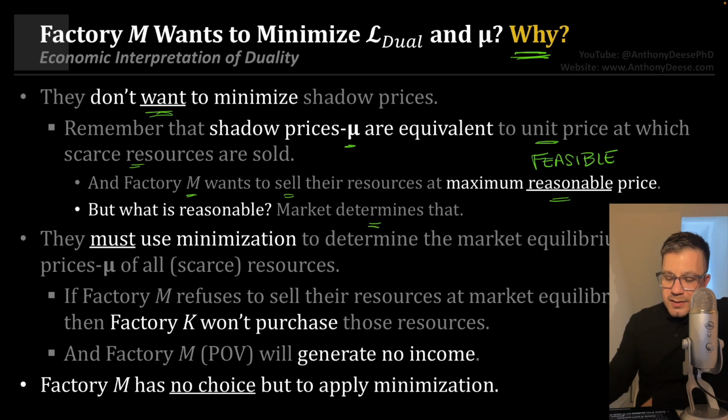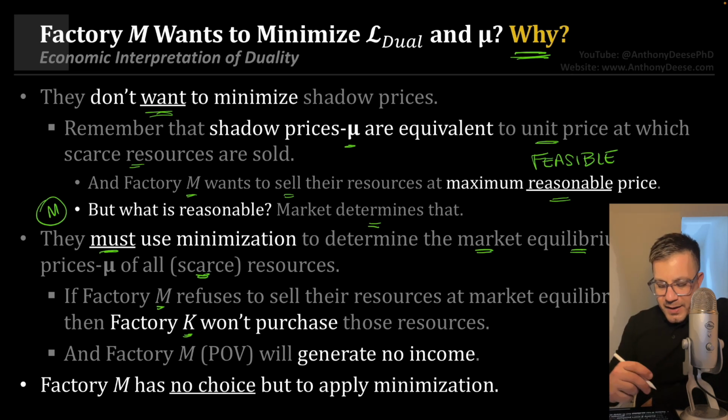The market determines that. Factory M must use minimization to determine the market equilibrium price or shadow price of all scarce resources. If Factory M refuses to sell their resources at the market equilibrium and sells them at a higher price, then Factory K won't purchase these resources. They won't be motivated to purchase the resources. And as such, Factory M has no choice but to apply minimization, which is required to participate in this market of selling resources for generating products.